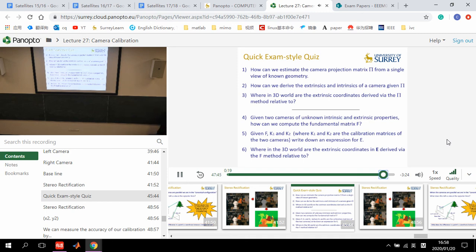Question 4. Given 2 cameras of unknown intrinsic and extrinsic properties, how do we compute the fundamental matrix? Have a go. We take a picture of the same object, we get 8 matching points between the 2, and do an SVD over that. Right, so that's the 8-point algorithm.